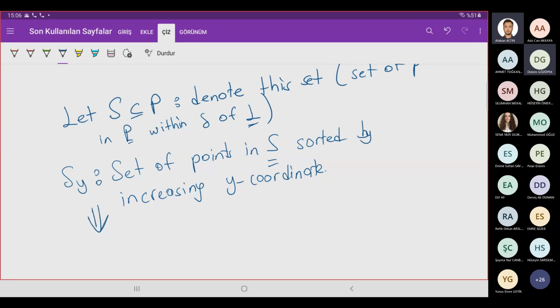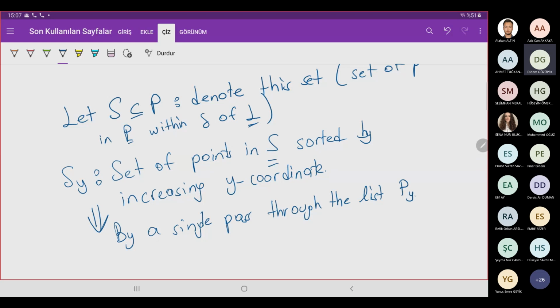By increasing y coordinate, I have a list Py. Okay, by a single pass of this list, I can find this. By a single pass through the list Py, we can construct Sy in O(n) time.